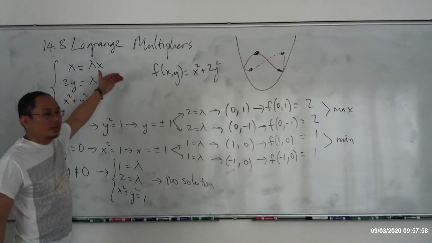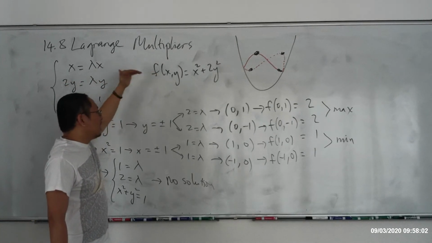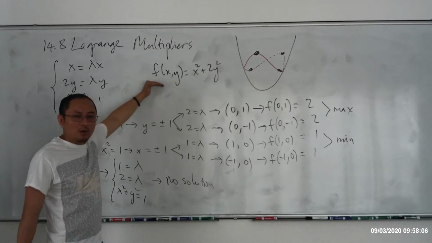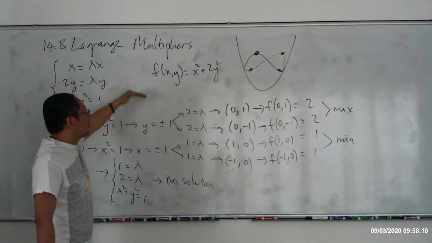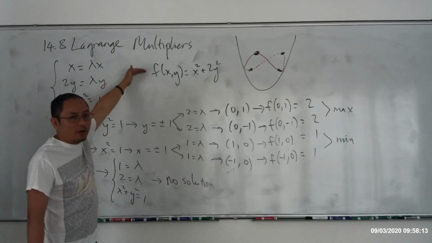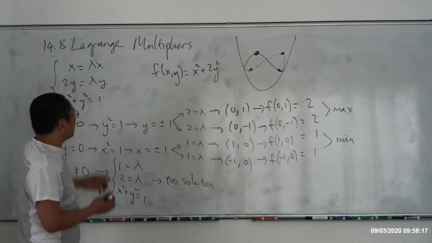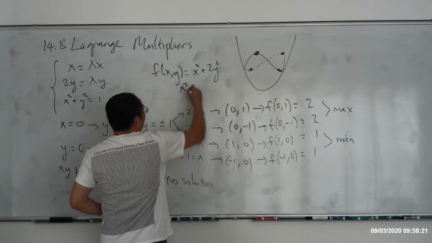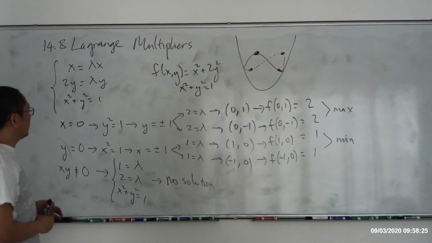Anyway, let me summarize the whole section for you. You have a function, okay? The question asks you to find the maximum or minimum value of the function, but now it's not about local max, local min, or absolute max, absolute min anymore. The condition of this problem is to find maximum minimum of a function subject to another function. It's under some condition. In this particular problem, find maximum minimum of this, satisfying x squared plus y squared equal to 1. Okay? And you use Lagrange multipliers.